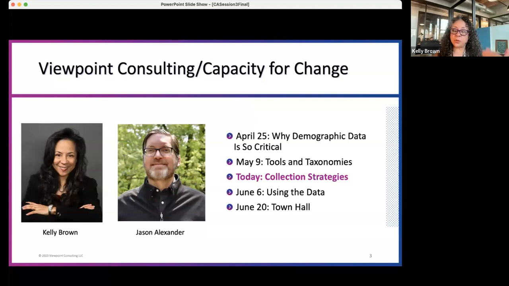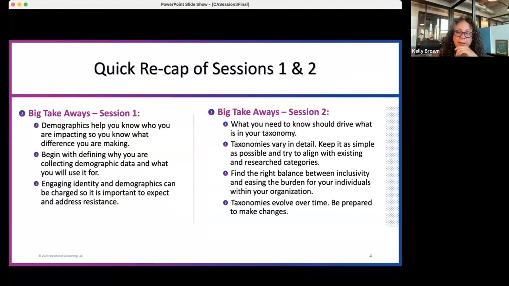So today, as I mentioned, we're going to be talking about data collection strategies. But before we move into that, I just want to give a quick summary of the first 2 sessions. Again, a reminder that all of these sessions are being recorded and will be shared at the end of the full series in addition to supplemental materials. So you don't have to take a lot of notes, they'll be shared for you.